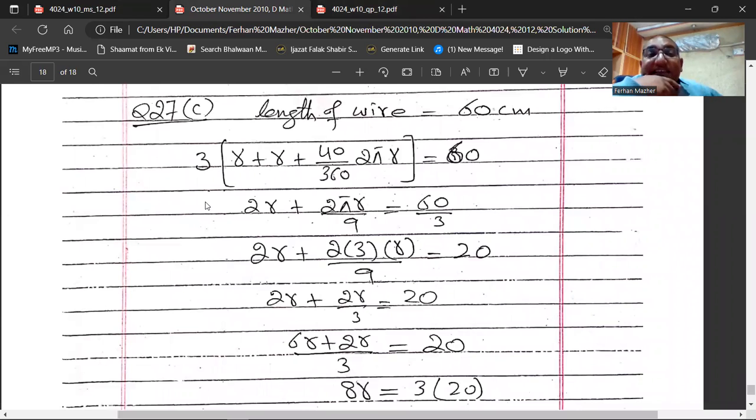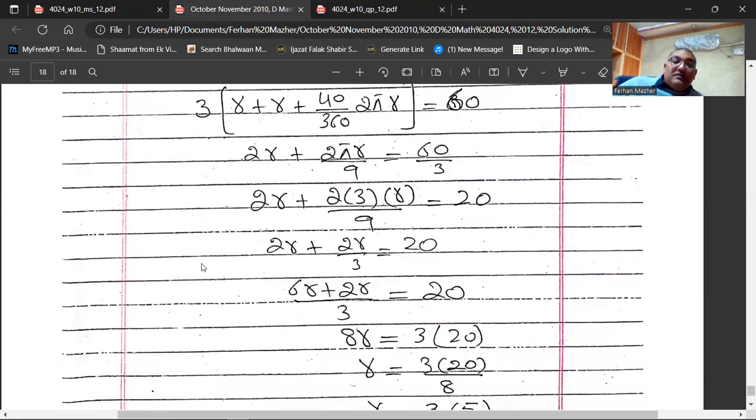So the length of the wire is 60 centimeters. The length of the wire will be radius plus that arc, which will be 40 by 360 times 2 pi r. So that's the perimeter of one blade, and there are 3 blades. So 3 bracket radius plus 40 by 360 times 2 pi r equals 60. So that 3 will go to the other side, it will divide. So you have 2 radius plus 2 pi r divided by 9 equals 60 by 3. So 2 into radius plus 2 into, in the place of pi, I will put 3, radius divided by 9 equals 20. 2 radius plus 2r divided by 3 equals 20.